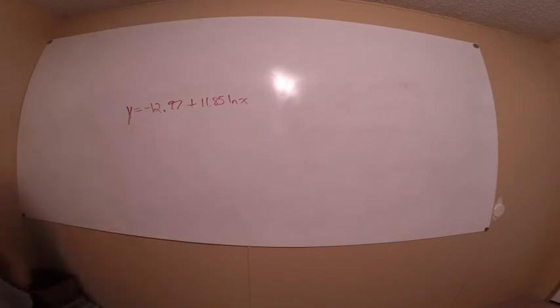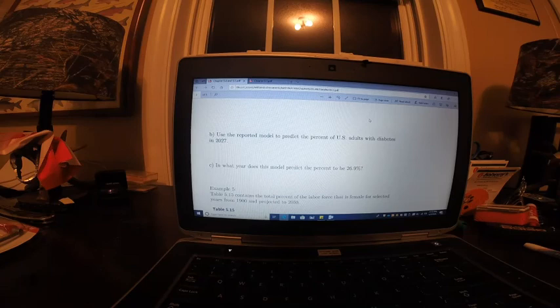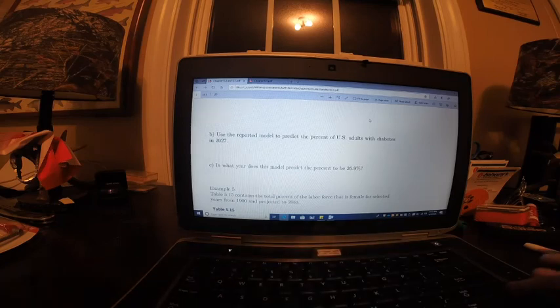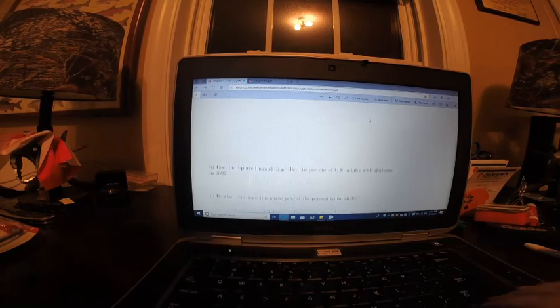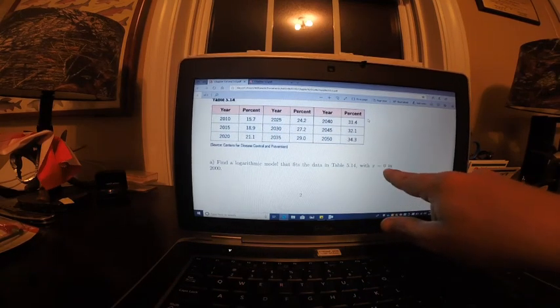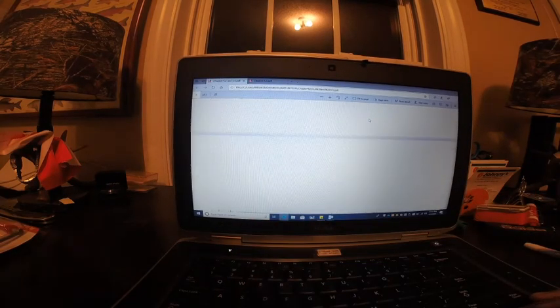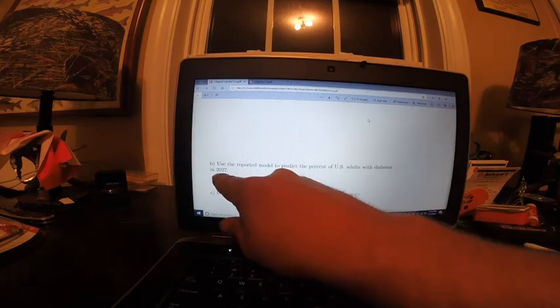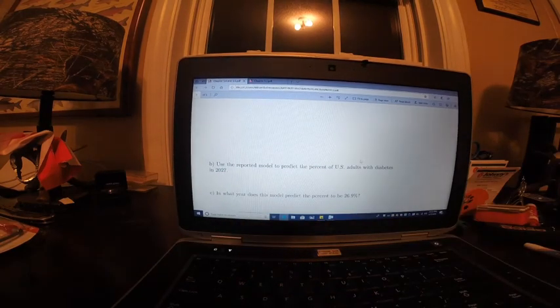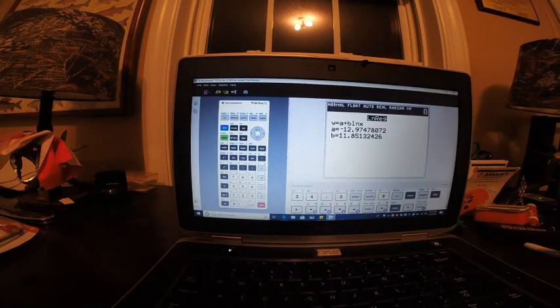Now let's do part B and C. It says use the reported model to predict the percent of U.S. adults with diabetes in 2027. Now what we've got to ask ourselves here, we've got to remember that X is 0 in 2000. That means that in 2027 the X that we should use should be 27. Okay, so let's go over here to our calculator.